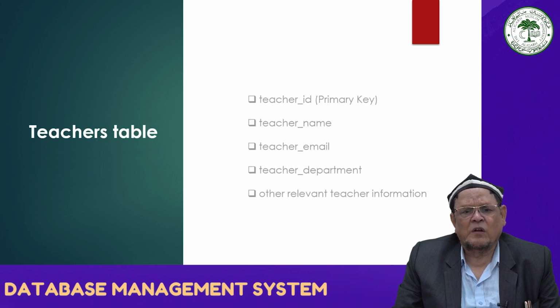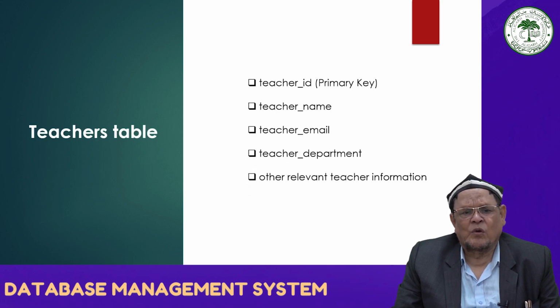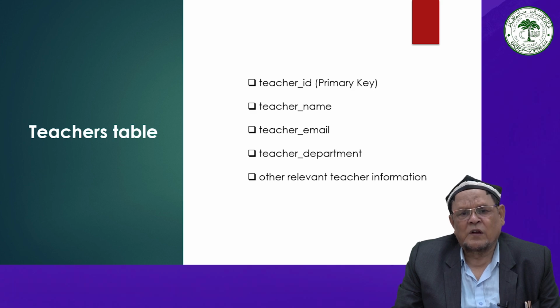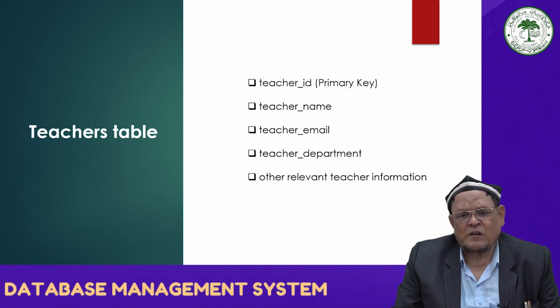The next table, the teacher table, also contains 5 attributes. First is teacher ID, because every table must have a primary key. So here I have assigned teacher ID as the primary key, then teacher name, teacher email, teacher department, and other relevant teacher information.